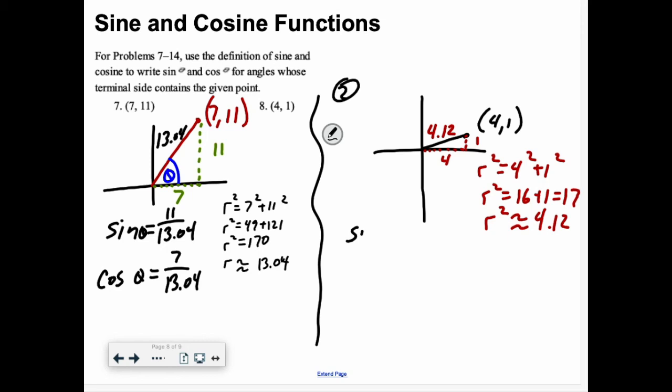So, sine of theta, and here theta is in standard position, so it's right in here. It's kind of scrunched. Well, that's just equal to v over r. Our v is 1, our r is 4.12. And cosine of theta is equal to u, so 4 over 4.12. And we've done it.